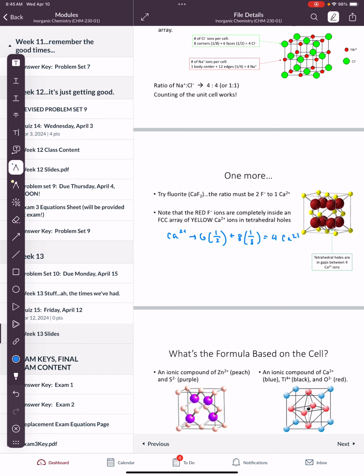The fluoride ions lie inside the tetrahedral holes. Well, I have 8 tetrahedral holes. All of them are full of fluoride ions. So you can see them up there. They make a little box inside the box. And since an ion in a tetrahedral hole is completely within the bounds of the unit cell, I get 8 F minuses. So my ratio here is really 2:1, but it's inside the cell. I actually have 4 calciums and 8 fluorides.